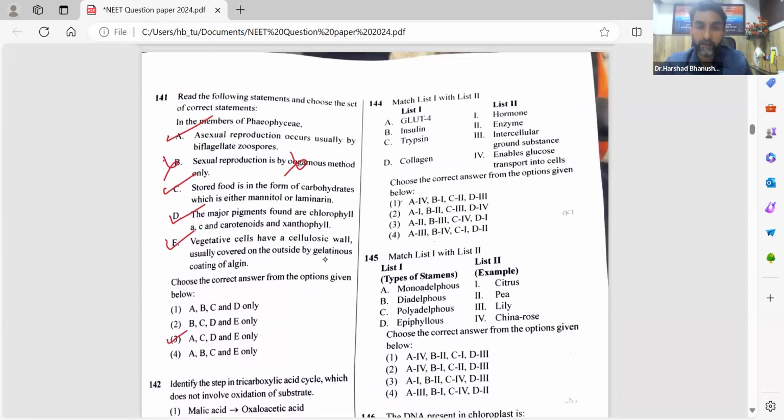We go to the next one, which is a match the column. GLUT4 is responsible for glucose transport. So A would be 4. Insulin is your hormone. So B would be 1. Trypsin is an enzyme. So C would be 2. And collagen is the intercellular substance. So D would be 3. So it will be 4, 1, 2, 3, which is option number 1 in this case.